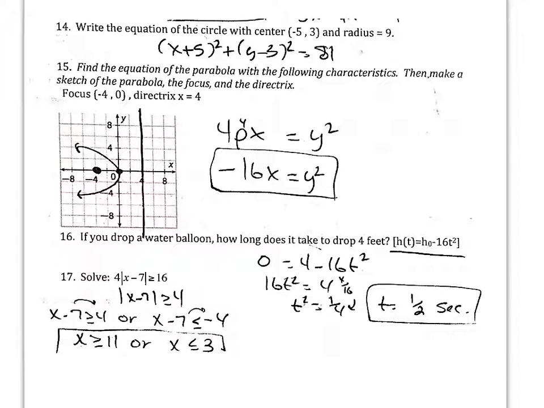17, 2 bars, 2 answers. Do not distribute the 4 over the absolute value. Instead, divide by 4. And I get this right here. Because it's greater than, it's an OR problem. So I'm going to set it up both ways. x minus 7 is greater than or equal to 4, or x minus 7 is less than or equal to negative 4.